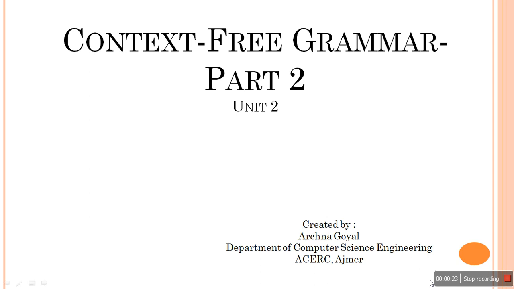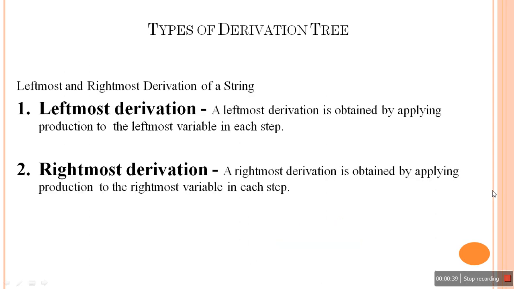We discussed what is context-free grammar and what is a derivation tree in the previous video. Now, in today's video, we will discuss the various types of derivation trees. We have two types: leftmost derivation and rightmost derivation of a string.